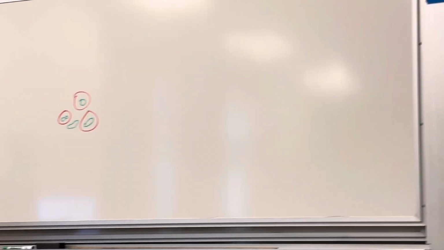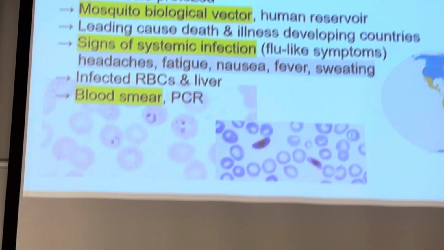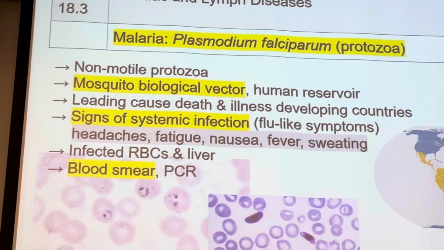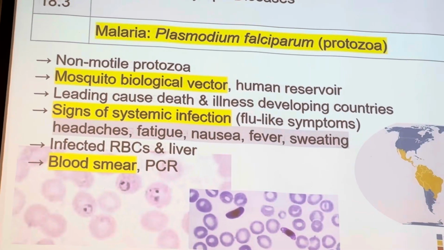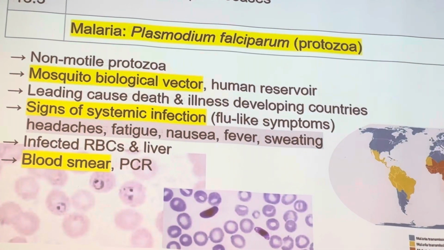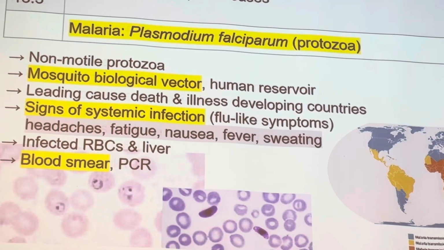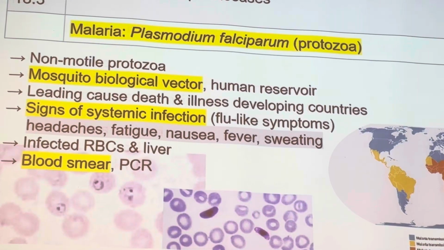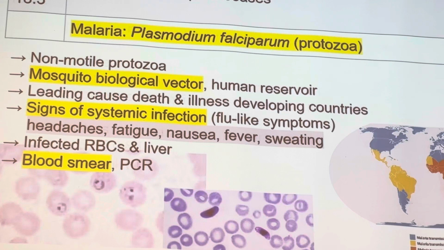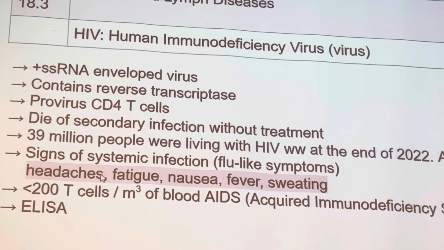So, leading cause of death and illness in developing countries. Signs of systemic infection. A good thing to think about is systemic, because it's in the blood. Usually the signs of that are flu-like symptoms. Like Dr. Villegas was saying earlier, is it HIV? Is it malaria? You don't really know, you just feel like garbage, and then you have to do testing and figure out what it is. So to test for malaria is a blood smear.